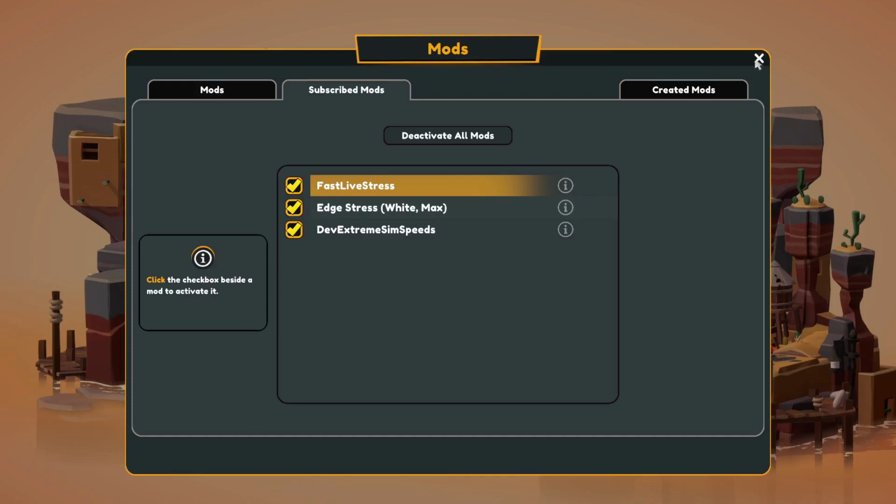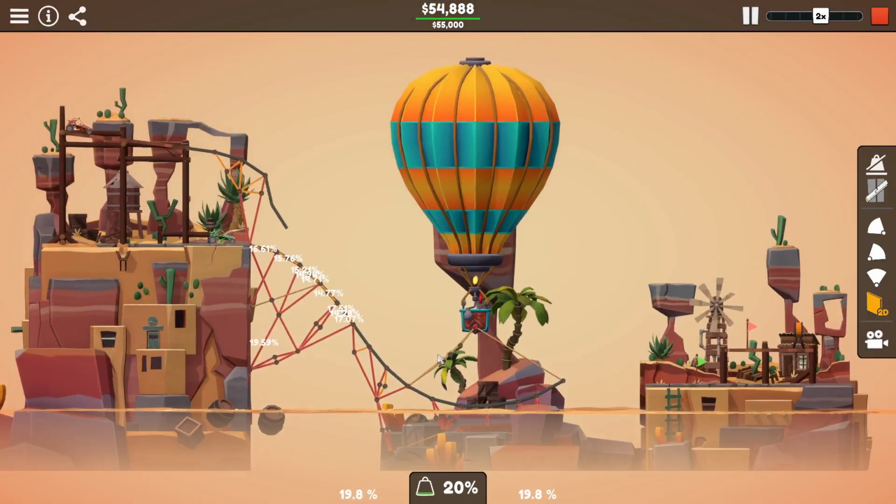So if I go back to a level here and hit play, you'll notice at the bottom here, it's showing, hey, this is what I am, and this is my max stress in the level so far. And then this here, the 20%, that is what the game would normally show you. And you can see how much more detailed this is showing.